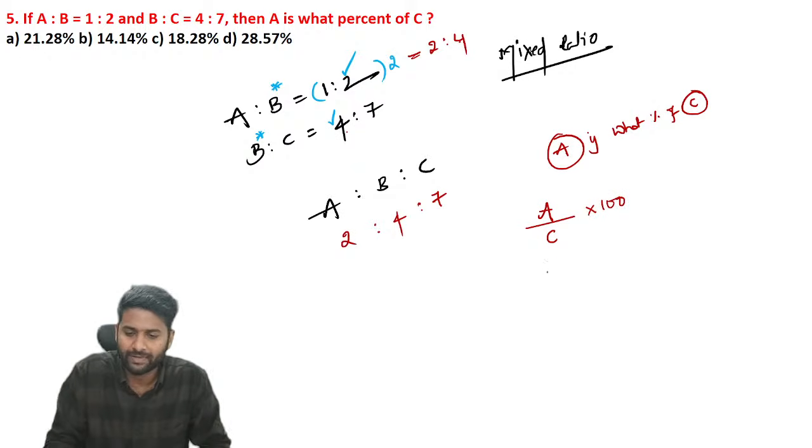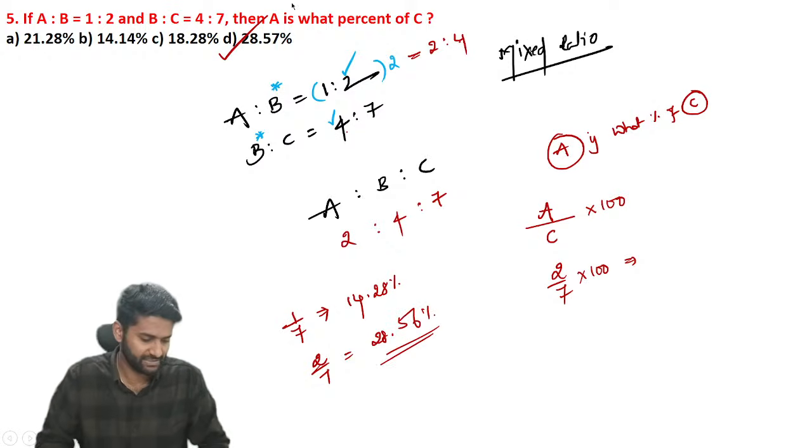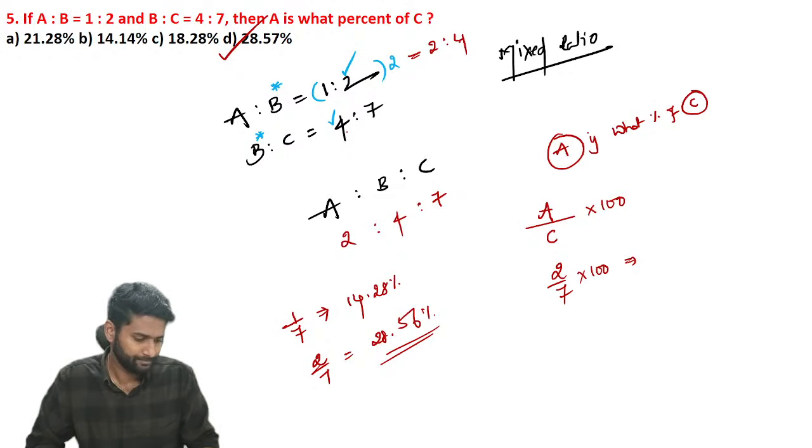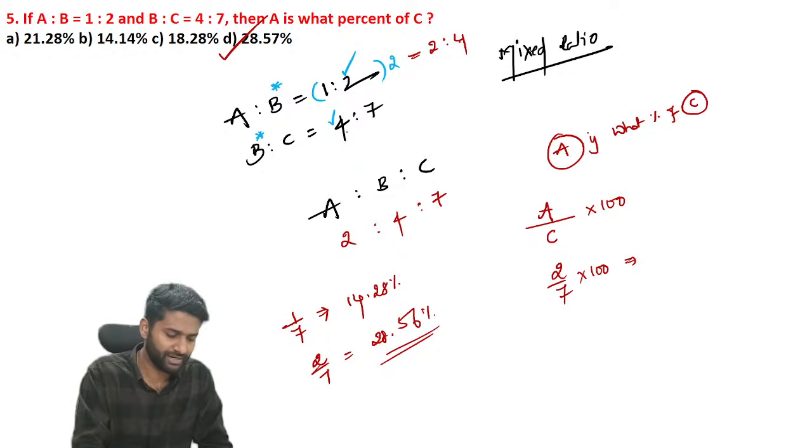Now, A is what percentage of C means 2 by 7 of 100. As you know, 1/7 as a fraction is equal to 14.28 percent. In the same way, 2 by 7 is double this value. So the answer is 28.56 percent. The exact approximate value is 28.57.